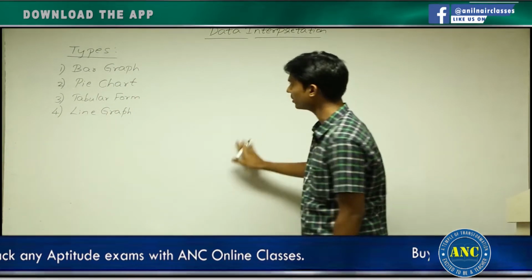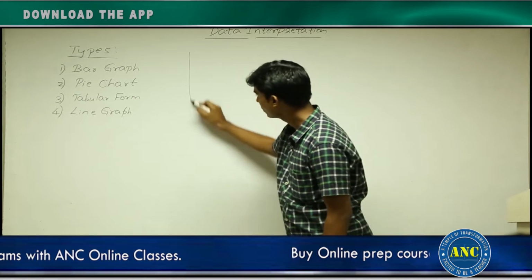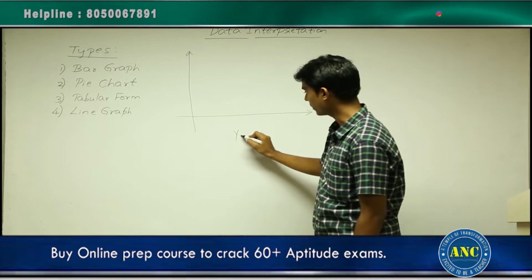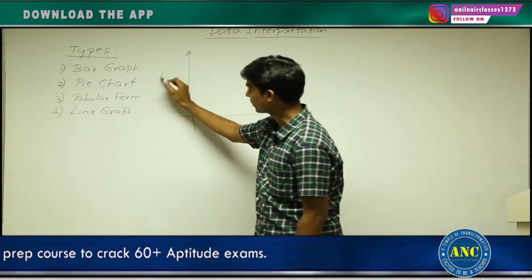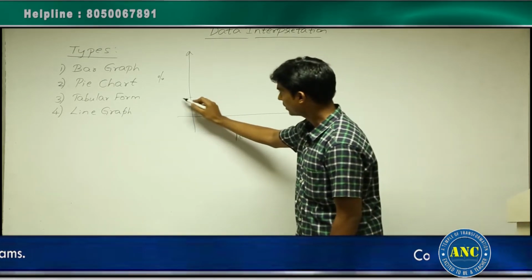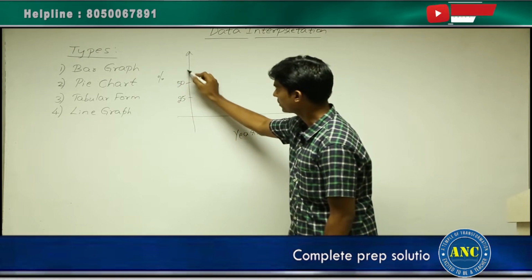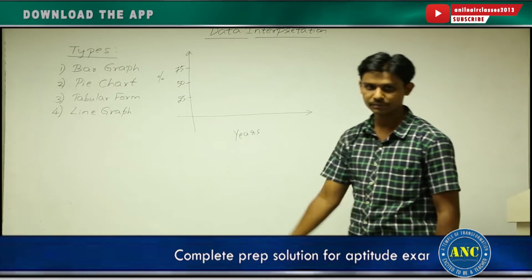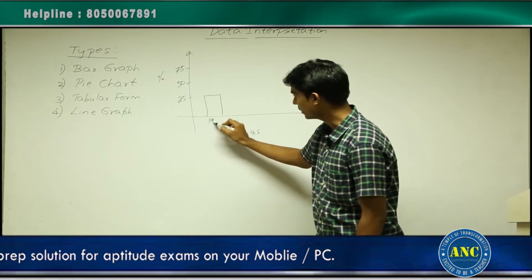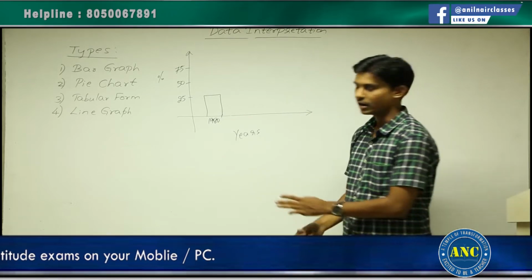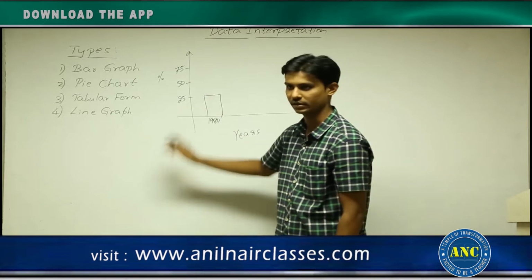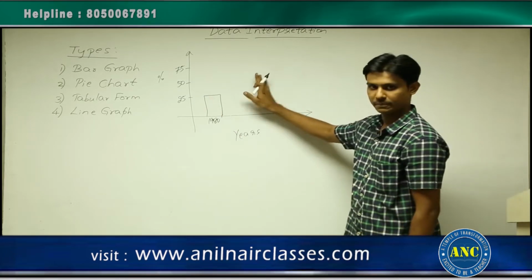See here. Listen to this. You just understand the basics before we start. Suppose you have a graph. X-axis represents years. Y-axis represents percentages. Suppose, for example, this is 25%, 50%, 75%, 100%. If I write it like this and write it as 1980, what is the meaning of it? In 1980, there is a percentage growth of 25%. Agreed? This is a bar graph.